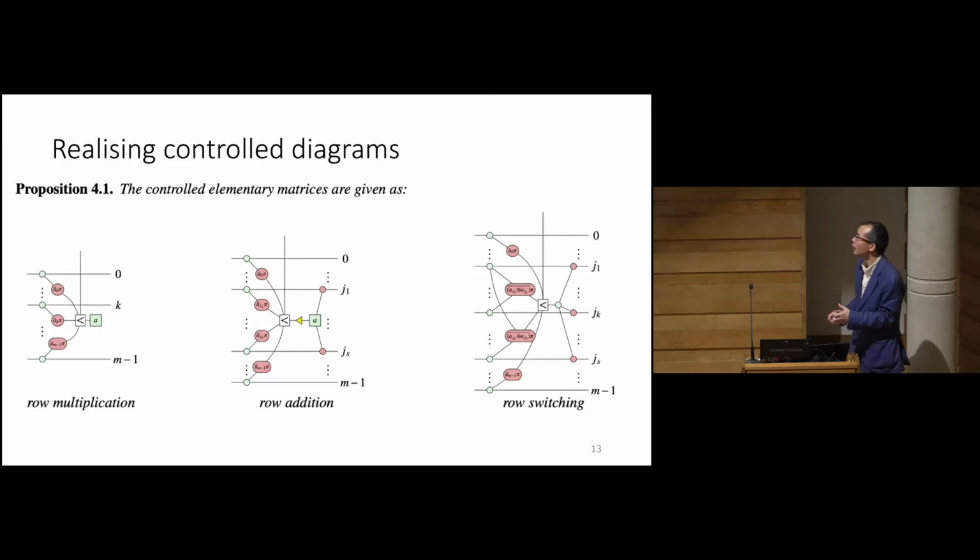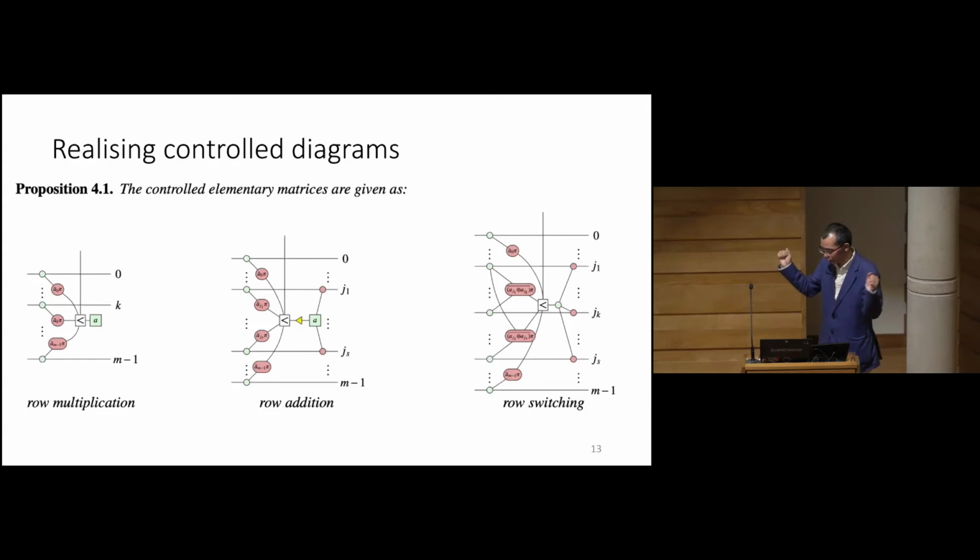So the key thing is how do you control the elementary matrices? It's very simple. Without control, if we ignore this vertical line, this is the diagram for the elementary matrices. To add the control, you just add a line to the AND gate. Then you got all the controlled elementary matrices. Then you can realize the controlled matrices and you get the sum.